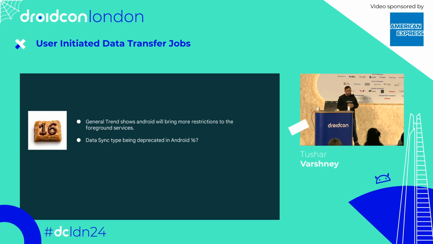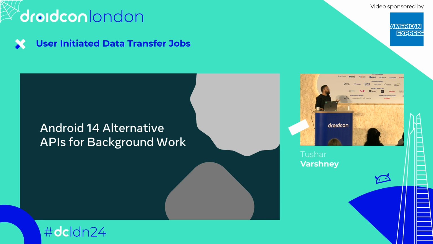Now, this brings up the question: what are the alternatives to which we can migrate our data sync use cases? What are the alternate APIs available? One of them is the WorkManager API, but apart from that, the question is what other use cases we can migrate to.